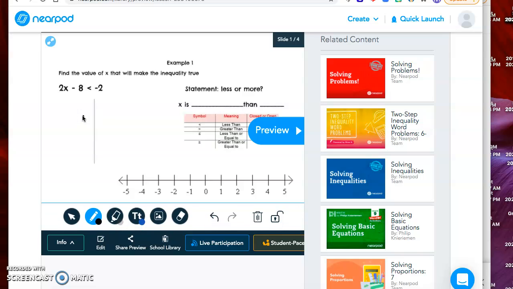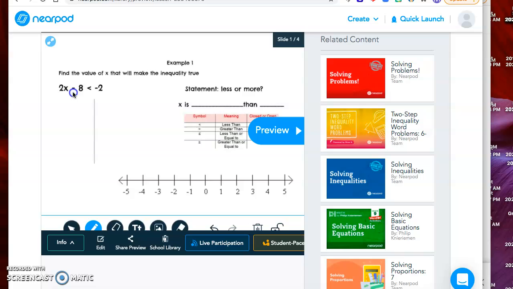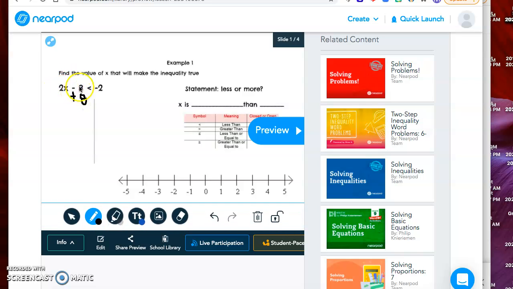Alright, first thing you always have to do, always, is we want to get rid of the constant. We want to get rid of the number without the variable first. How do I do that? Well, if I have a -8, we usually always do the opposite or the inverse of that. So I would do +8. So again, the first number that we get rid of is the number without the variable. It's just easier that way.